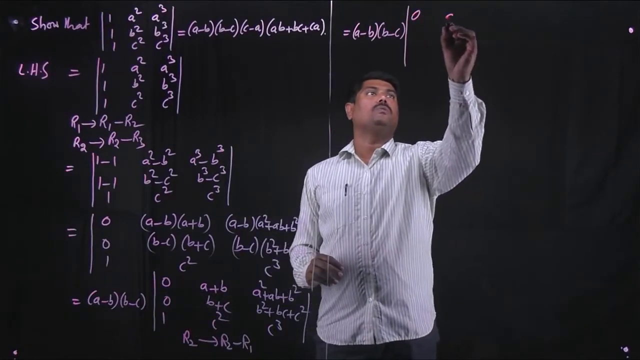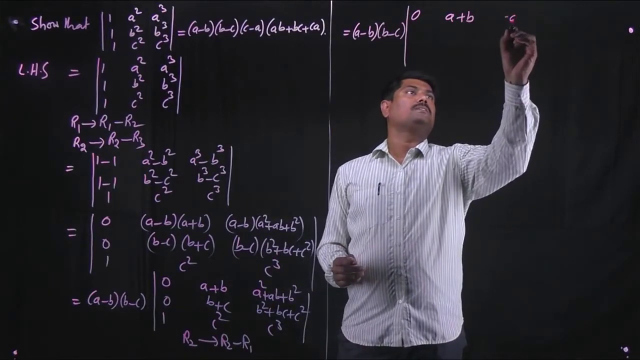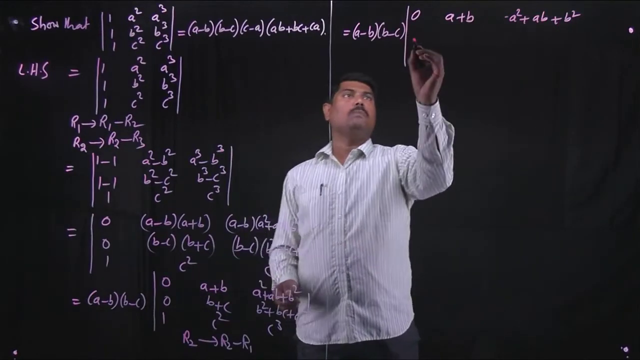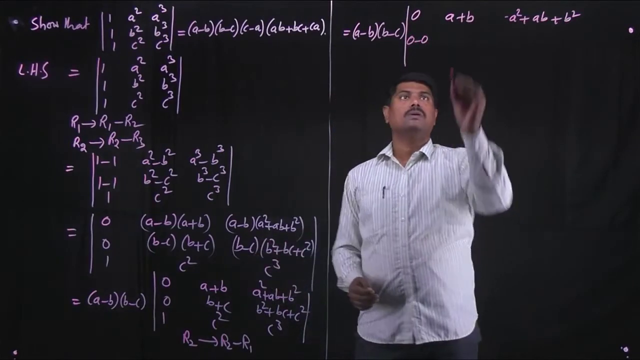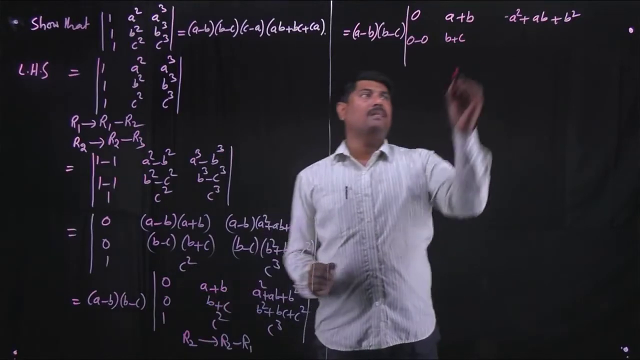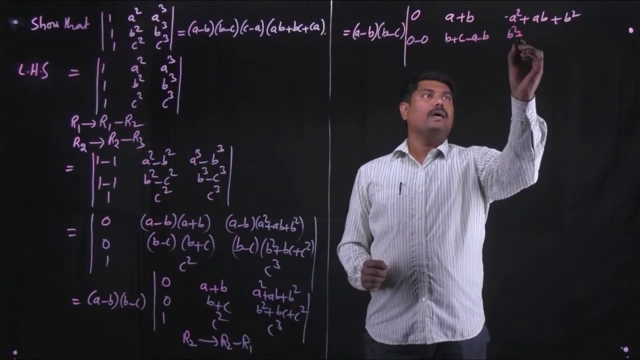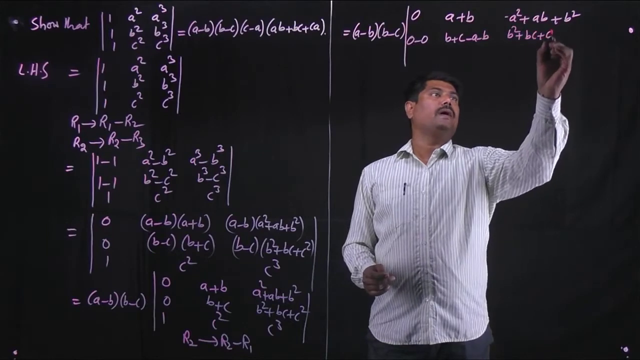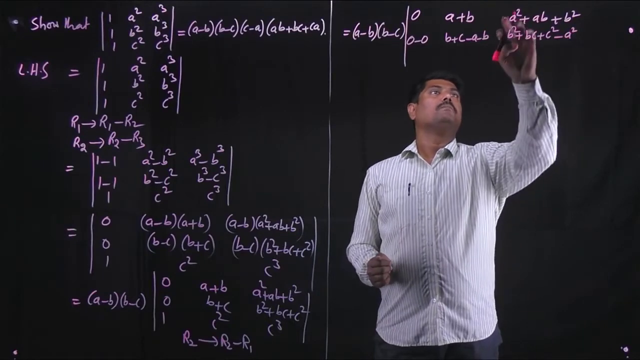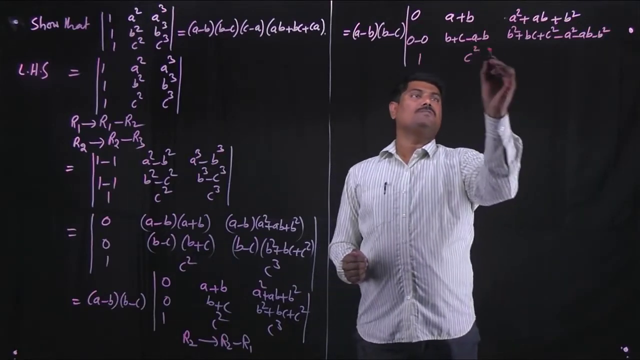R1 remains same: 0, A plus B, A square plus AB plus B square. R1 remains same. What about R2? 0 minus 0. R2 minus R1: B plus C minus R1, that means A plus B multiplied with minus, you will get minus A minus B. The third element, B square plus BC plus C square, multiplying R1 with minus, it will become minus A square minus AB minus B square. And R3 remains same as 1 C square C cube.